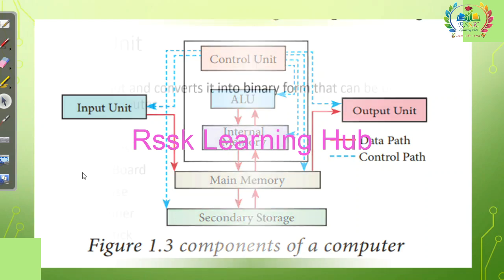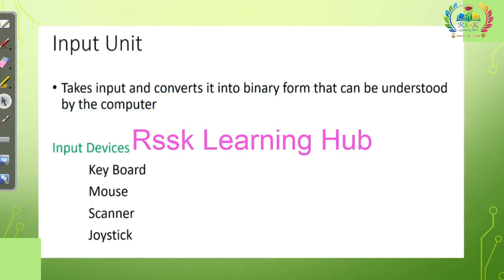So let us see one by one what is the use of input device. The input unit takes input and converts it into a binary form that can be understood by the computer. So input devices are keyboard, mouse, scanner and joystick. So these four are the input devices.